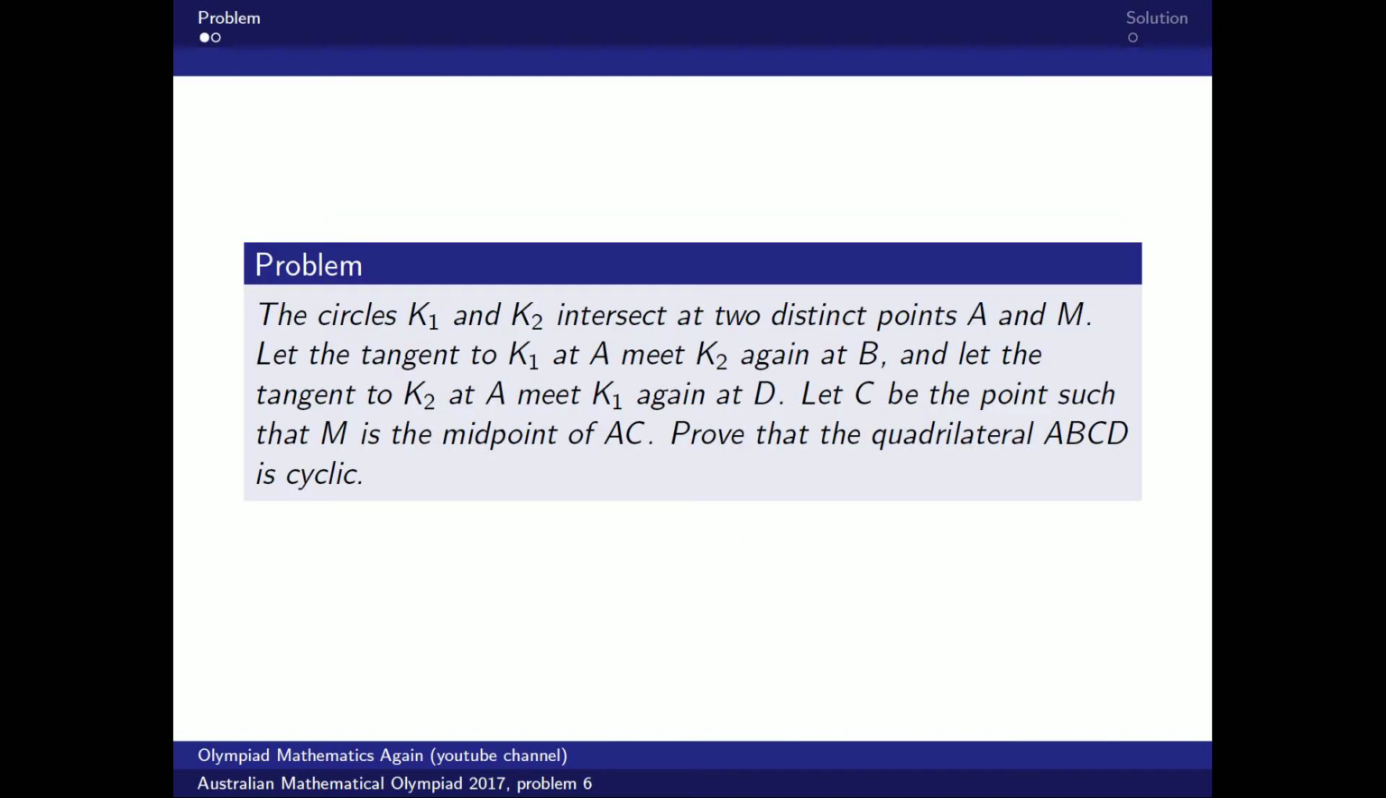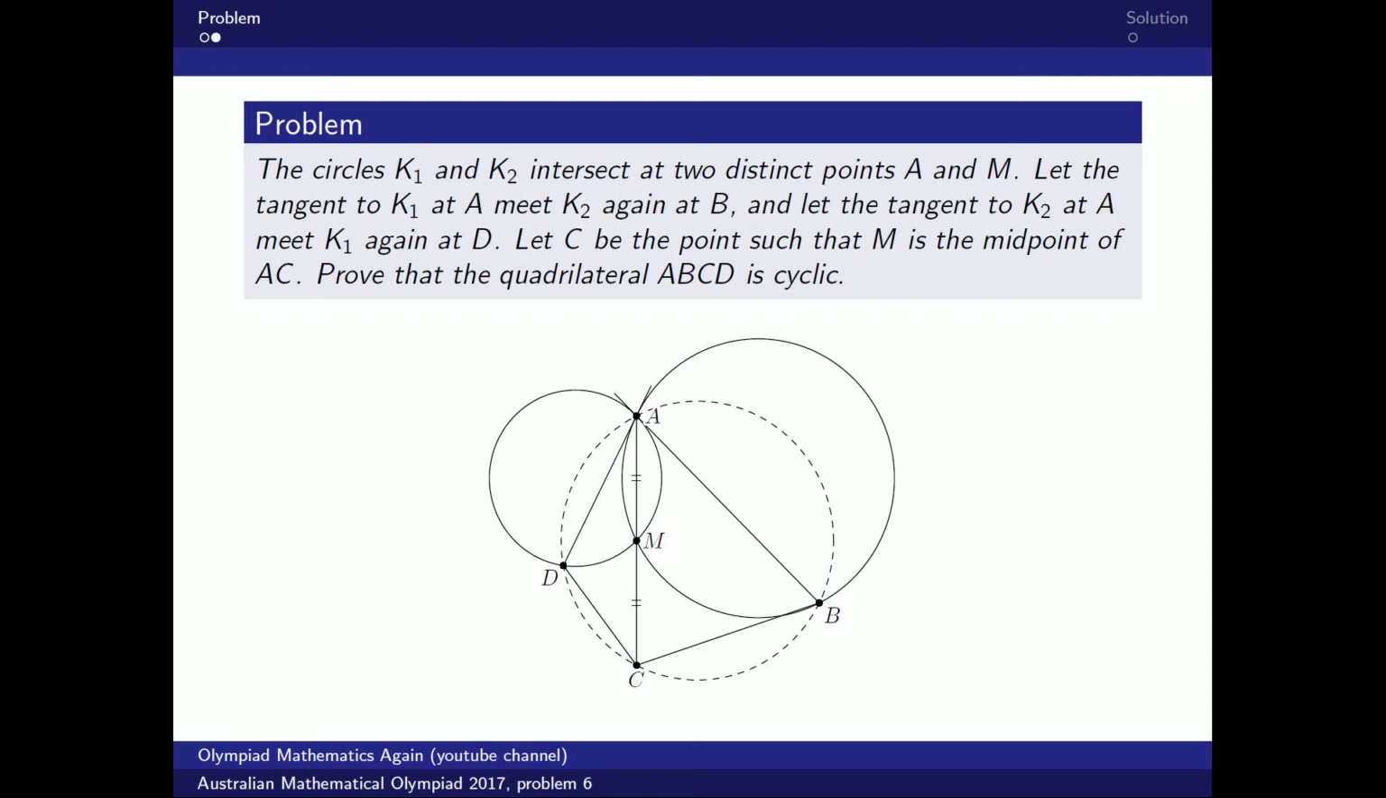So basically we have two circles that intersect each other at points A and M, and we draw two tangents to these circles at point A. So to the first circle and to the second one. They intersect these circles the second time at points D and B, as shown on the picture. Then we draw the line AM and choose the point C such that AM is equal to MC.